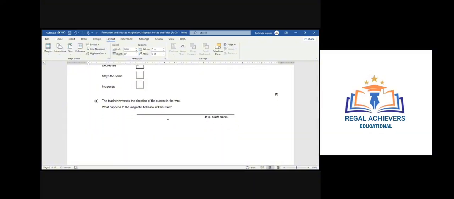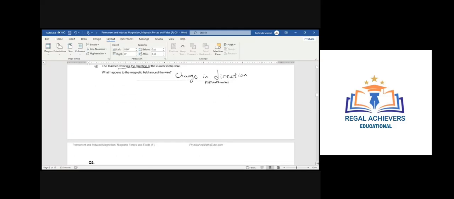So the next question, the teacher reverses the direction of the current in the wire. What happens to the magnetic field around the wire? When there is a reverse in the direction of the current, there is going to be a change in the direction of the magnetic field around the wire as well, as a result of the reverse in the direction of the current in the wire.